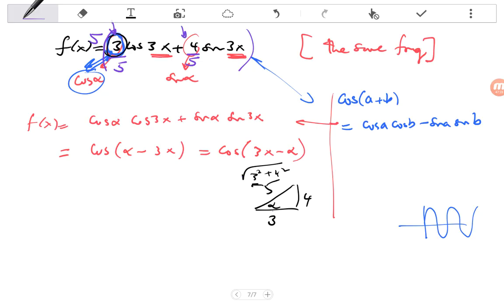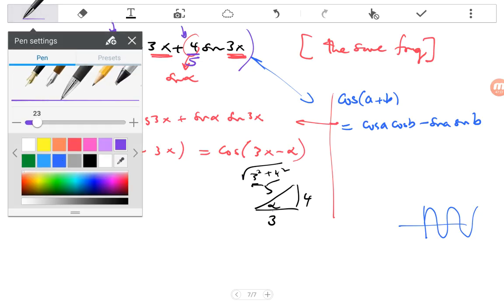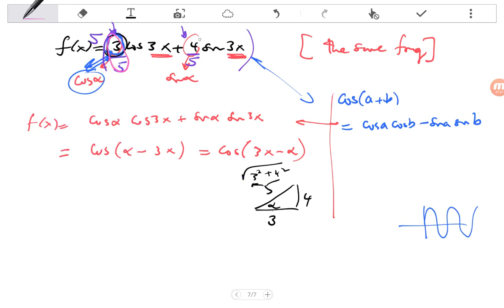Why did I do that? To make these numbers really a sine and cosine of some angle. I've adjusted them to be valid as the sine and cosine of some angle. Okay? So that's why that same expression we write as 5 cosine(3x minus alpha). And what is the triangle of that alpha?